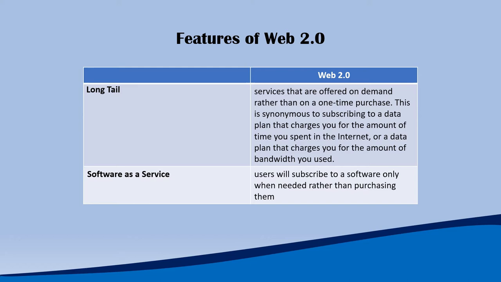And the last one is software as a service. Users will subscribe to a software only when needed. Okay, take note: only when needed, rather than purchasing them. So that's software as a service. Those are the five features of Web 2.0.